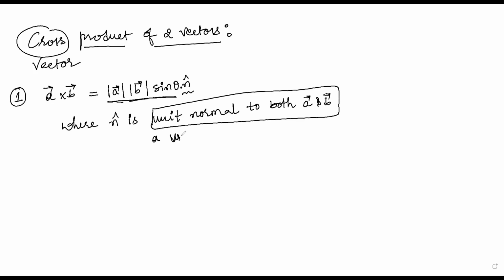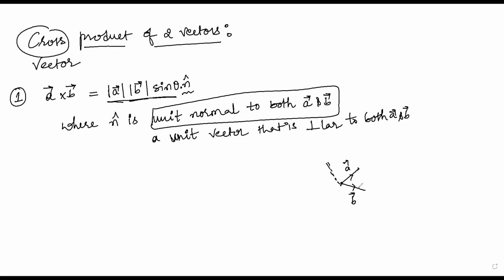I'll write it for your understanding. Where n cap is a unit vector that is normal, and normal means perpendicular. That is perpendicular to both A and B vectors. Are you clear with this? Let's say this is A and this is B. This n is perpendicular to both A and B, like this.